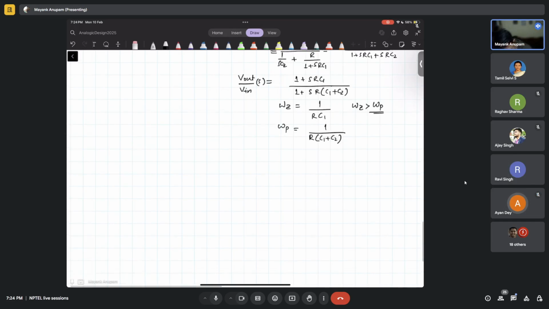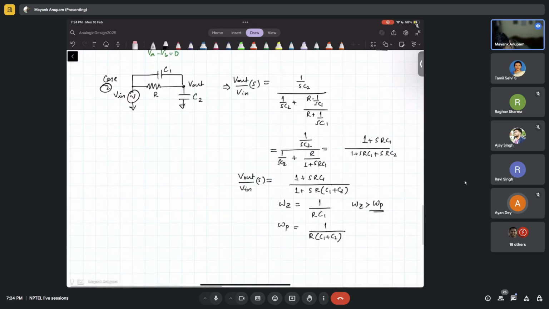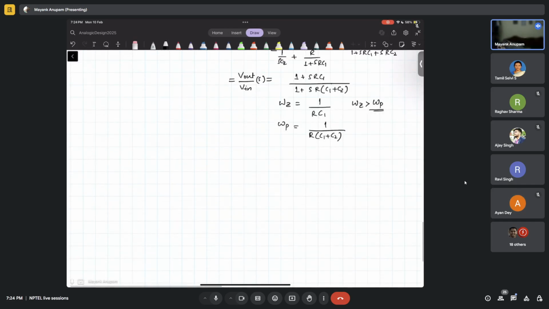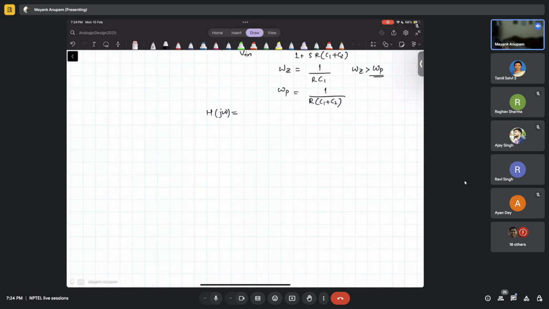So tell me how will this system look like? The transfer function. If you plot H of j omega, so this is, let's say, H of s. Now I want to plot H of j omega. So I'm also covering the Bode plot which I wanted to cover here. So mod of H of j omega in dB, how will this look like? First, omega Z is greater than omega P, right? So first I'll have omega P, then I'll have omega Z.